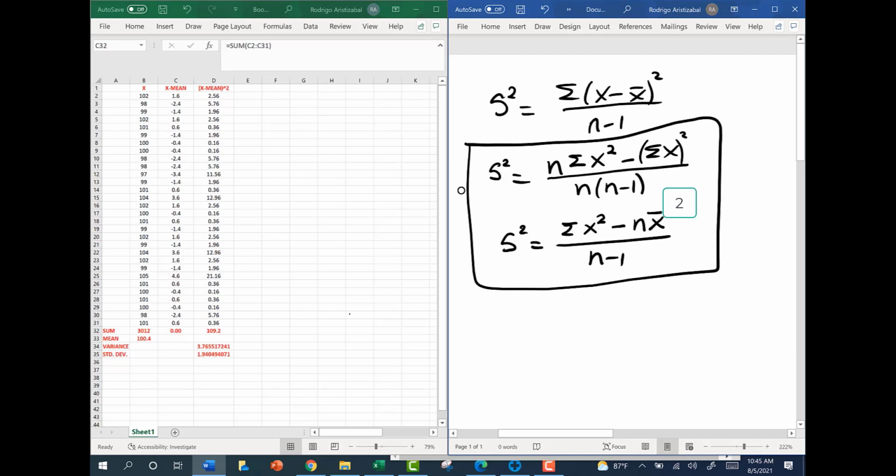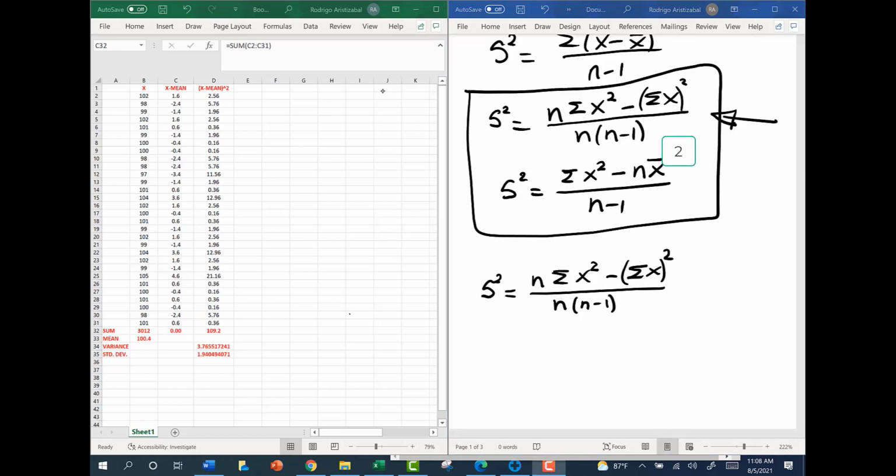We are going to obtain the same result using the shortcut formula. The shortcut formulas are easier to work with. Let's show our work using this shortcut formula for the variance. In this formula, we need n, that is given, the sample size. We need the sum of all x squared and the sum of all x. But the sum of all x we already obtained here in this box. We need to obtain only the sum of all x squared.